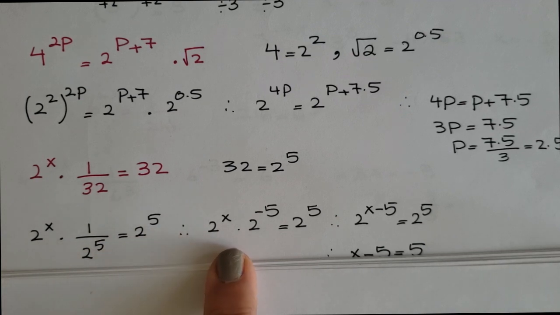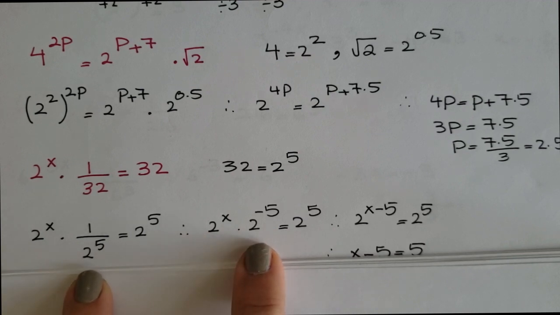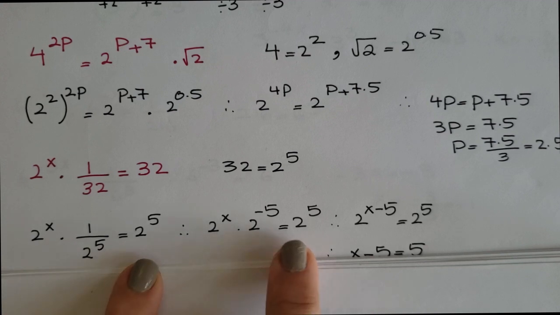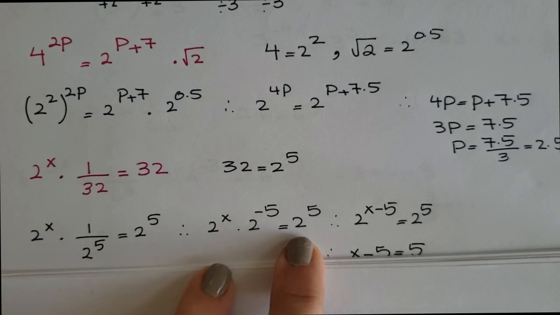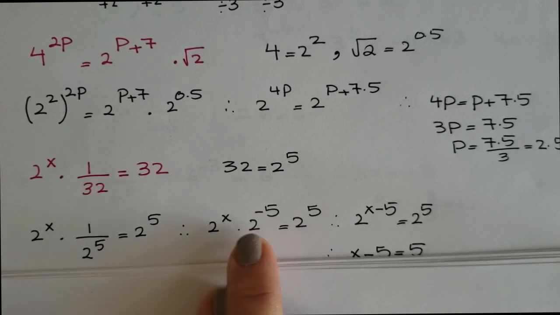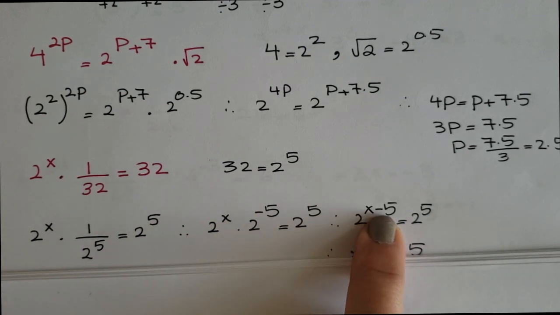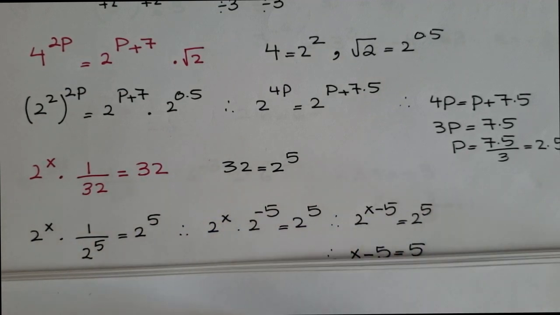In the next step, I try to simplify. So 2 to the power x doesn't change. 1 over 2 to the power 5, remember, it can flip with the negative exponent. And here, it doesn't change. So let's simplify this side. On this side, the bases are the same, so the exponents would be added. 2 to the power x minus 5 equals 2 to the power 5.